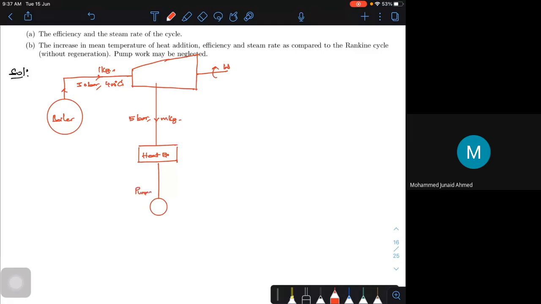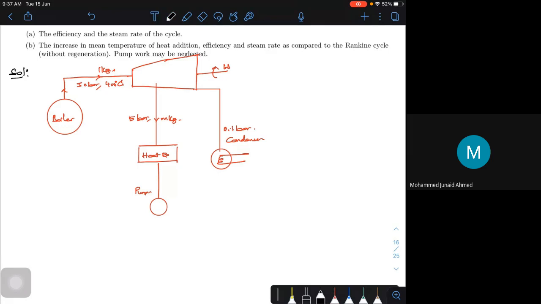Then what will happen? See, the steam is getting expanded here. It will go to the condenser. So that's a regular condenser, and I have the feed water from the river or something. So this is at some pressure, 0.1 bar. Condenser. So this is what I have actually.